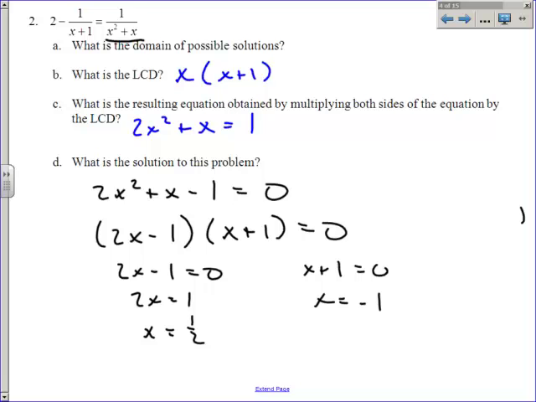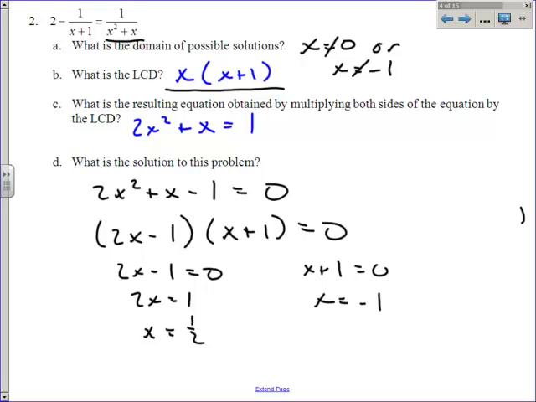Okay? But what was my domain of possible solutions? I forgot to do it earlier. I better do it now. Look, this is my least common denominator, x times x plus 1. That tells me if I have either of those two terms equal to 0, then I'm going to have an undefined solution. So x equal to 0 or x equal to -1 would be a problem, right? My domain of possible solutions is x is not equal to 0 and x is not equal to -1.